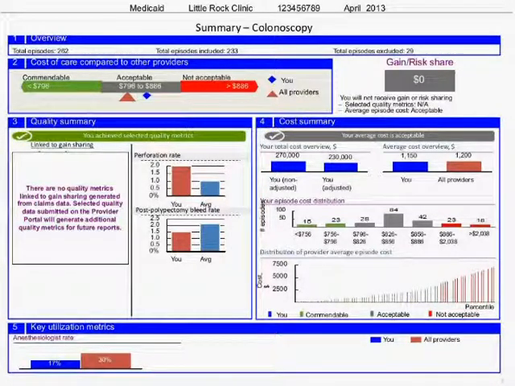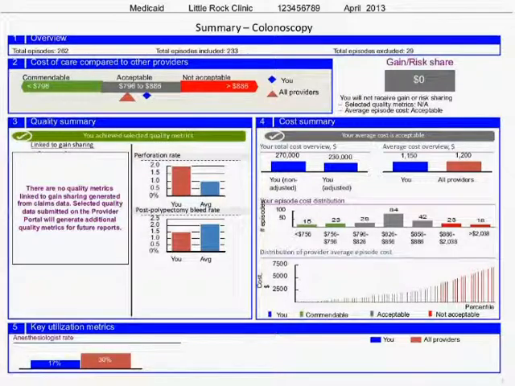The third section of the quality summary: on one side of the black line will be a graph or graphs, depending on the quality metrics for each episode.